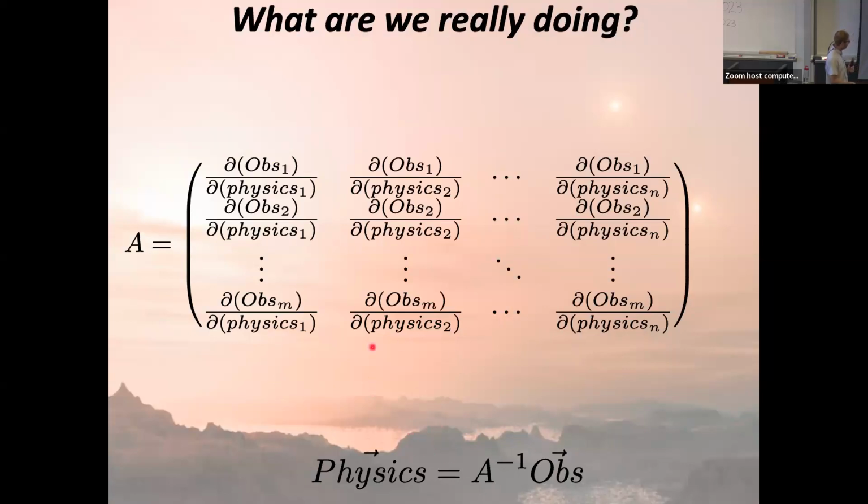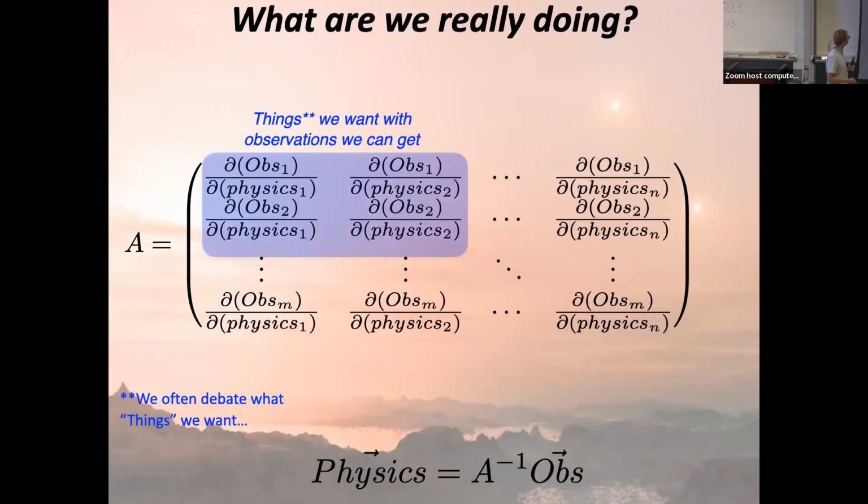So the physics that you're trying to learn is some vector of things like composition, temperature profile, whatever. And then you have the observables, say a spectrum, and then you have this mapping, this matrix A, that describes how your observations respond to a change in physics. So sort of a sensitivity grid, if you will.